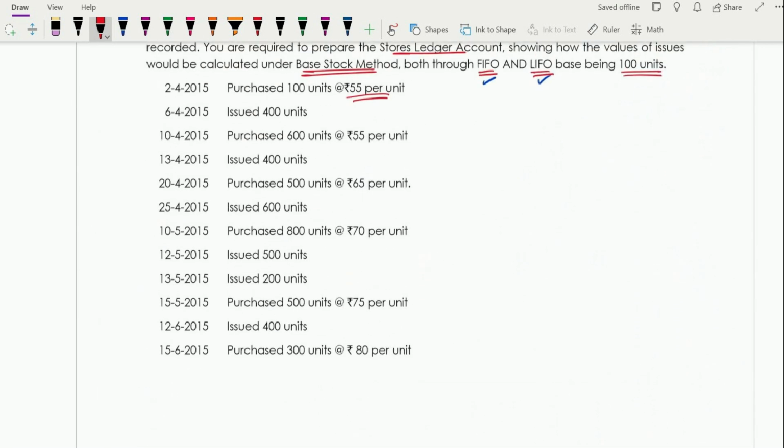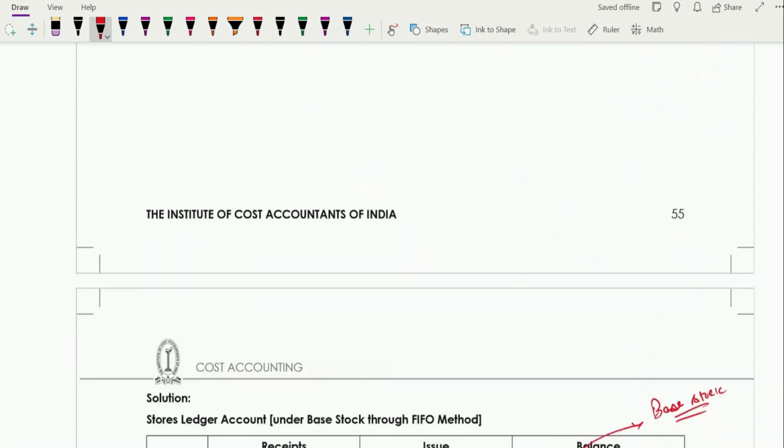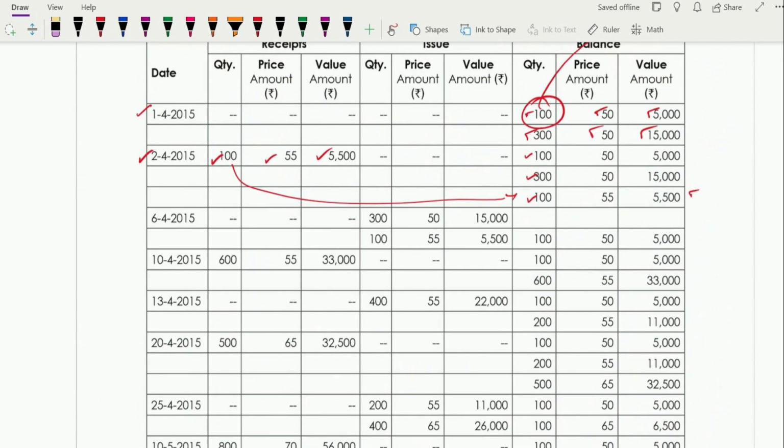Then on 6th of April, they have issued 400 units. Now, this is interesting, sir. When you issue 400 units, are you going to touch this 100? No, sir, we are not going to touch it. Even with first in, first out, you will first issue from the 300 units at 50, and the remaining will be issued from the 100 units at 55. You are not going to touch that base stock. It is always there, so 100 is the base stock that is left.